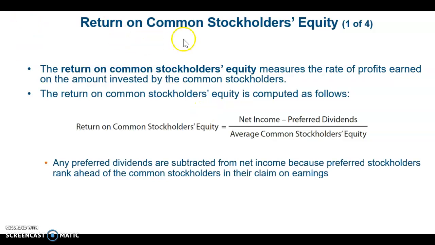Now we're going to look at the return on common stockholders' equity. So this is the profits earned on the amount invested by common stockholders. That is why we want to subtract out preferred dividends, because preferred stockholders rank ahead of the common stockholders in their claim to earnings. So what's left over after their dividends are paid is what can be handed to the common stockholders, and you're going to divide it by the average common stockholders' equity.